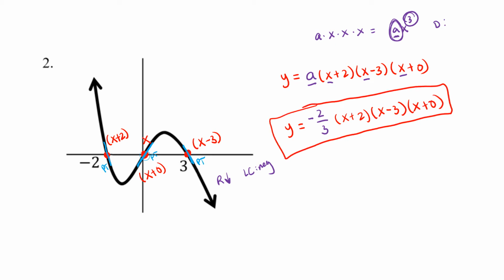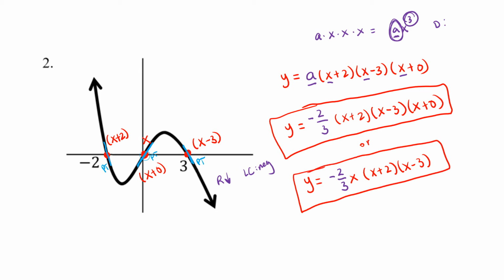Another way, if you don't write that x plus 0, you can say -2/3. Let me go with that again. And instead of writing x plus 0, you can just say x plus 2, x minus 3. Those are the same answer there. So just keep that in mind. Other than that, that finishes off number 2 for you.